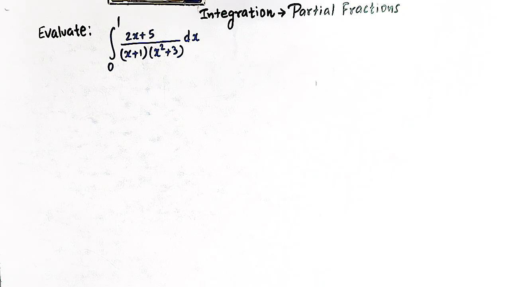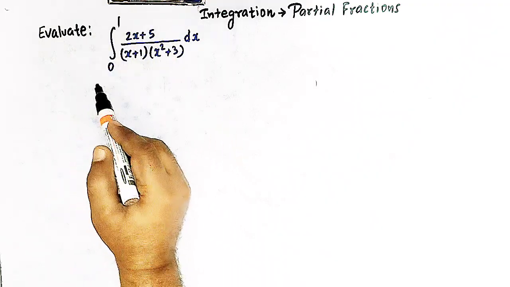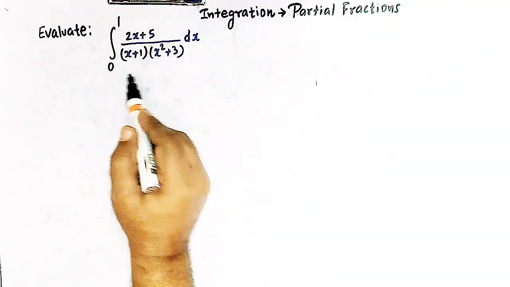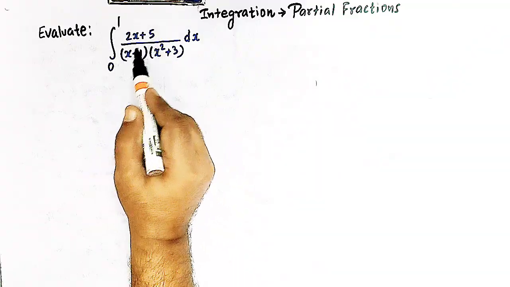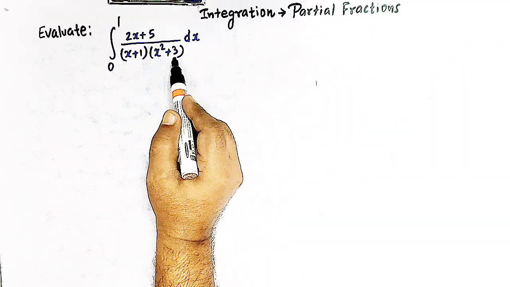Hello, viewers. In today's session, we are going to discuss an important problem from integration using the method of partial fractions. So here we are going to evaluate this definite integral where we have the limits 0 to 1 and the integrand is 2x plus 5 divided by x plus 1 times x square plus 3.